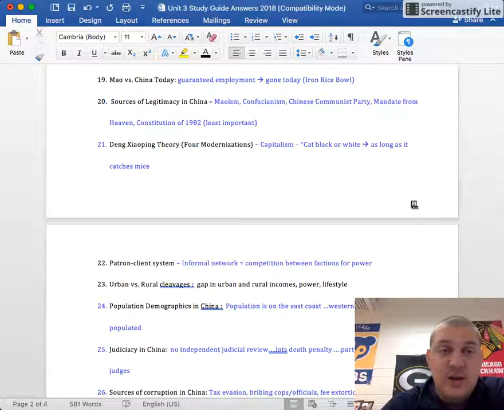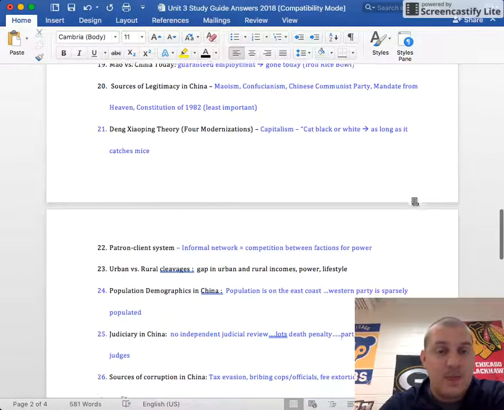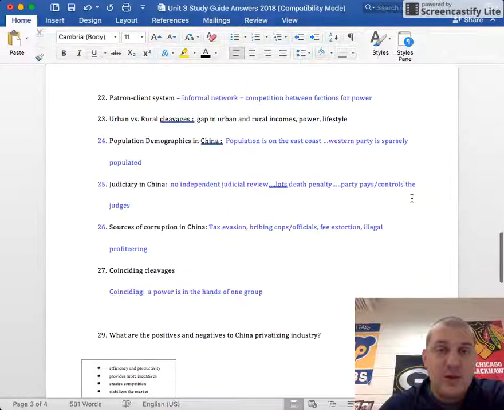Deng Xiaoping, his theory again, the four modernizations, the idea of allowing some capitalism. The cat can be black or white as long as it catches mice. So as long as the country prospers, it's okay. That patron-client system, again, is your Guanxi system, that informal network. All these different factions are competing for power within the Communist Party.